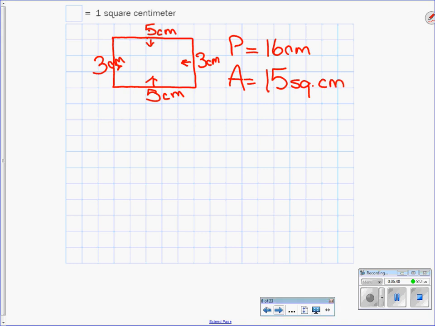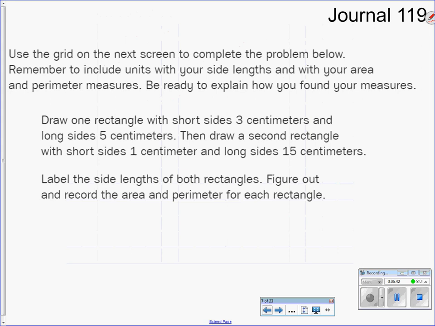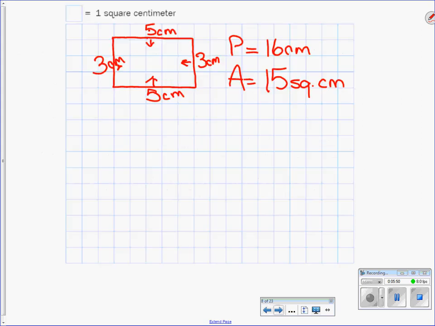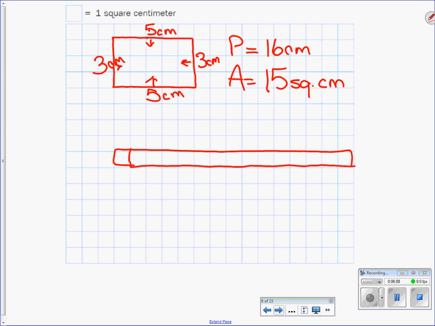Okay, and my next one they wanted me to draw was 5 centimeters. Wait a minute. Draw a short side of 1 centimeter and a long side of 15. So 1 and 15 is 1, 2, 3, 4, 5, 6, 7, 8, 9, 10, 11, 12, 13, 14. I guess I have to go back to 15. Okay, so this would be a 1 by 15.